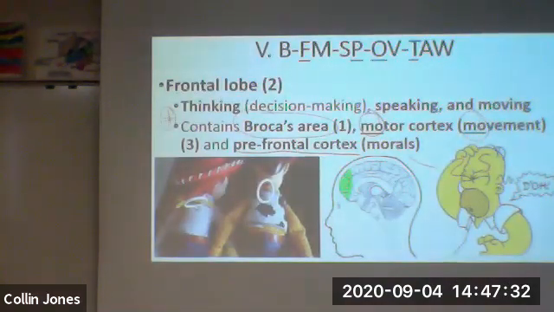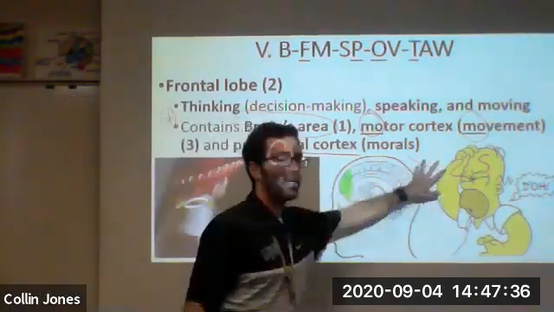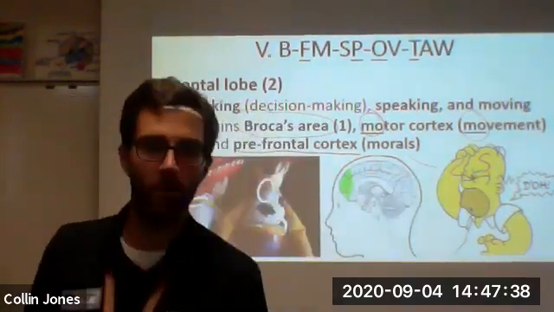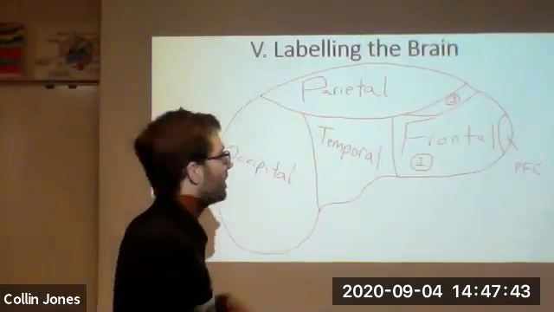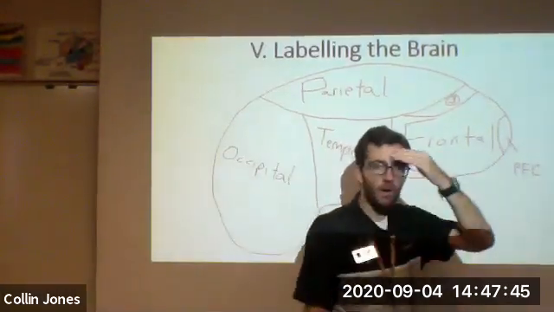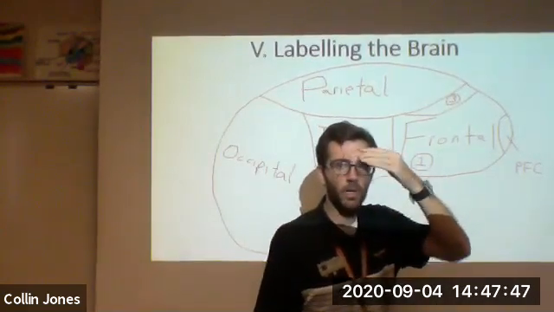Okay, we have the prefrontal cortex. This is where your morals are. When you make bad decisions, just smack yourself in the prefrontal cortex. So take a look, frontal lobe on your drawing. You should do the prefrontal cortex at the very, very, very front of your forehead in your brain.